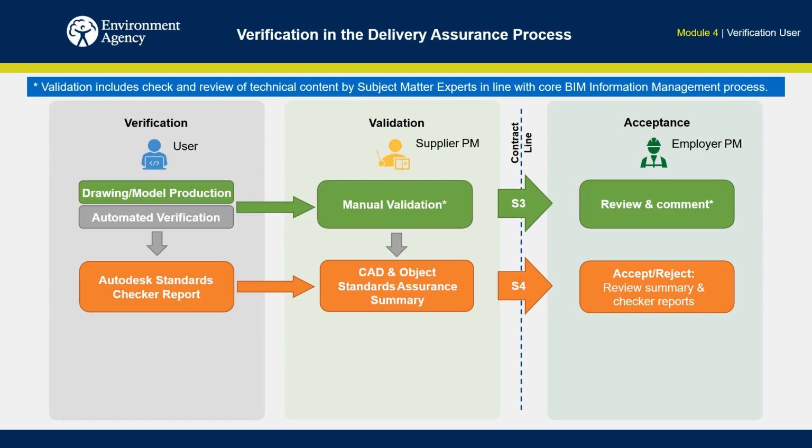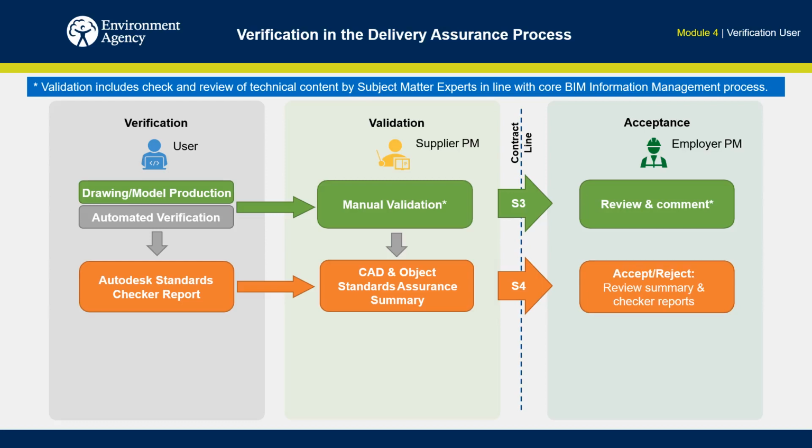The employer project manager shall then assess whether the CAD and Object standards have been adhered to. If the files do not meet the standards or there is inadequate documentation to support their adherence, the employer project manager will reject the submission, and the first steps are to be repeated until the requirements have been met. Once the files have met the standards and the relevant documentation is delivered, they can proceed to accept the submission.